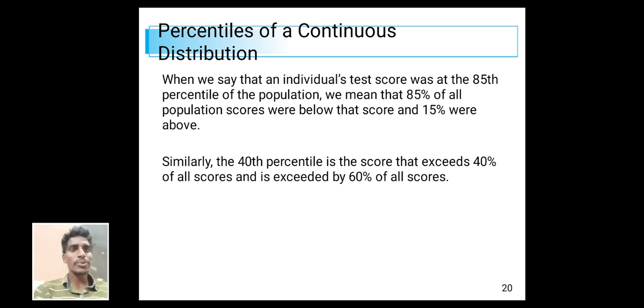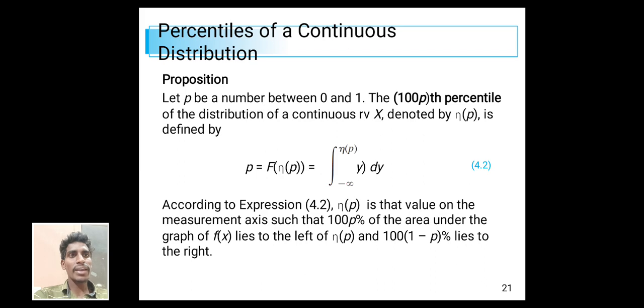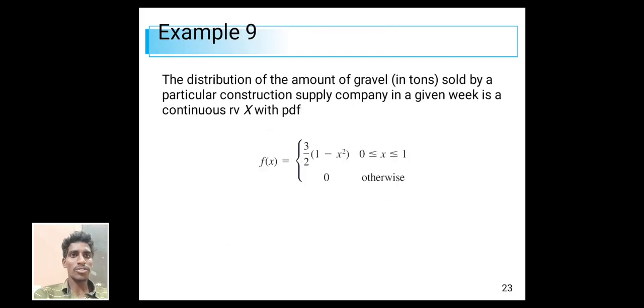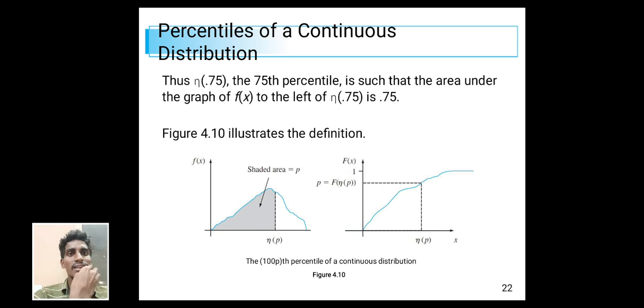Percentiles of a continuous distribution. When we say that an individual test score was at the 85th percentile of a population, we mean that 85% of all population scores were below that score and 15% were above. Similarly, the 40th percentile is the score that exceeded 40% of all scores and was exceeded by 60% of all scores. This is the way percentiles of a continuous distribution also work. Here you can also observe the shaded areas which illustrate the definition of the percentiles of a continuous distribution.